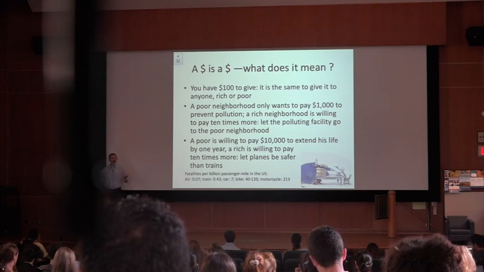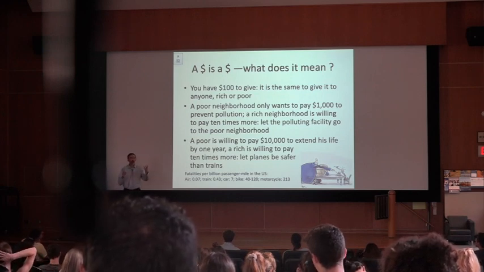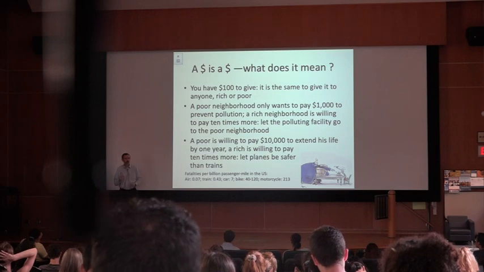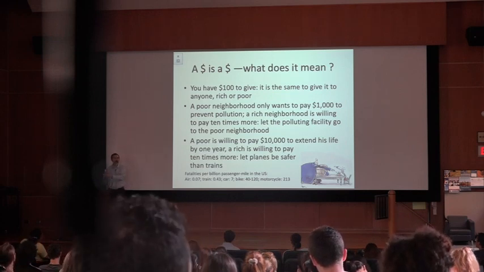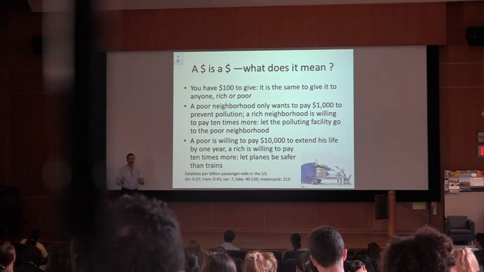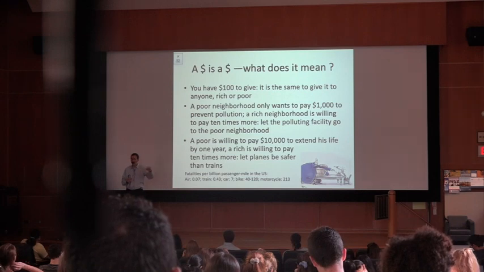Well, if you look at the corresponding costs for the various neighborhoods, the poor neighborhood will have a willingness to pay to avoid this nuisance that is likely to be less than what the rich neighborhood is willing to pay. And so if you just add up the dollars, you'll say, okay, let's locate the polluting facility in the poor neighborhood because the cost is less important there.